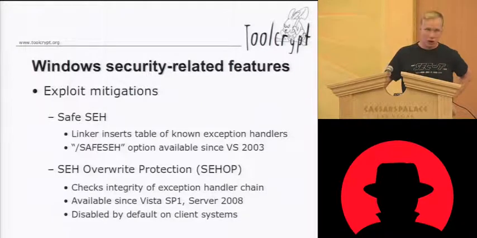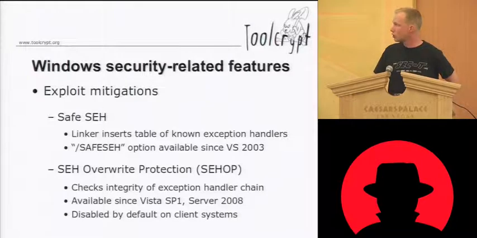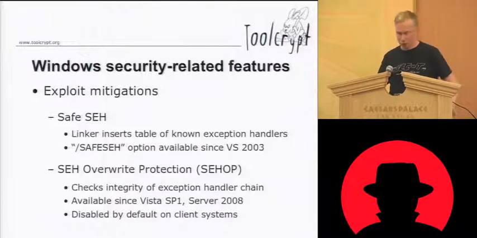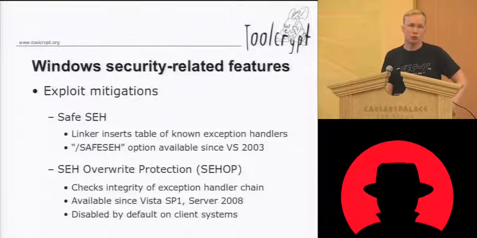In Vista Service Pack 1 and later operating systems, there's an even better exploit mitigation for SEH overwrites, called SEHOP, or SEH overwrite protection, which actually checks the integrity of the whole chain of exception handlers all the way back down to the default exception handler. This is much stronger, and to date there haven't been any practical ways to circumvent this protection. Unfortunately, in Vista and client systems, this isn't enabled by default.